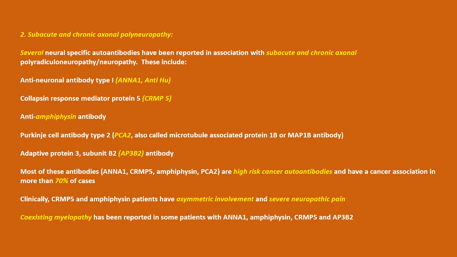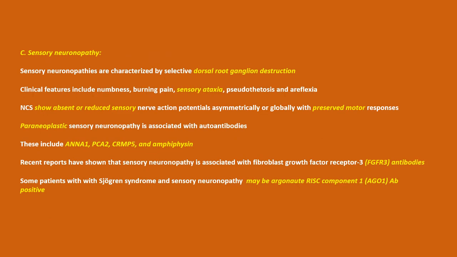Clinically, the CRMP5 and amphiphysin patients have asymmetric involvement and severe neuropathic pain. Coexisting myelopathy has been reported in some patients with ANNA-1, amphiphysin, CRMP5, and AP3B2 antibodies. Sensory neuronopathy. Sensory neuronopathies are characterized by selective dorsal root ganglion destruction. Clinical features include numbness, burning pain, sensory ataxia, pseudoathetosis, and areflexia. Nerve conduction studies show absent or reduced sensory nerve action potentials with preserved motor responses.